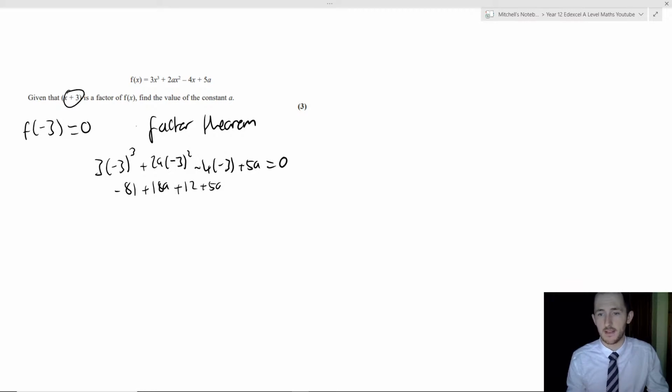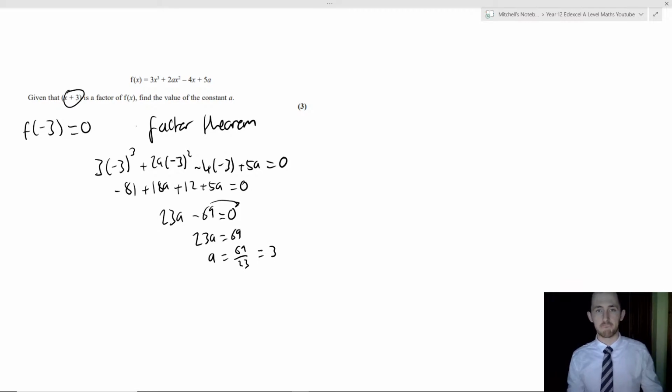Plus 5a equals 0. Gather the a's together. 18 plus 5 is 23a. Minus 81 plus 12 will give me an answer of minus 69, equals 0. So move this over to the other side by adding it. You have 23a equals 69. So a is equal to 69 over 23, which is 3. And that will be our answer. So again, there's a few ways they can ask you to use the factor theorem.